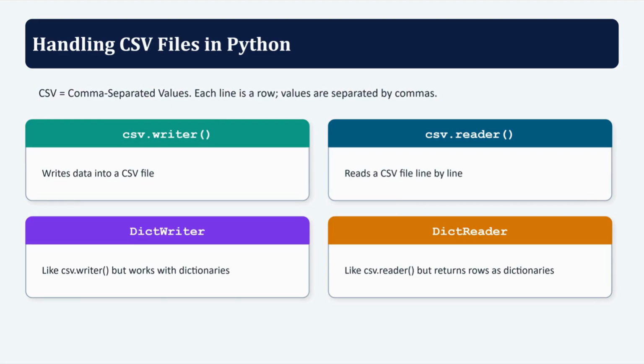Now, when you're handling CSV files in Python, here are a few commands. First off, you have CSV writer. So it writes all of your data into a CSV file. And CSV reader, it'll read your CSV file line by line. Dictionary writer, it's like CSV writer, but it's for dictionaries. And dictionary reader, it's like CSV reader, but it's for dictionaries.